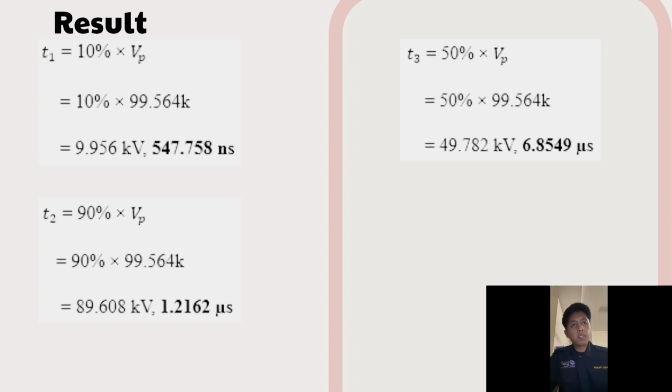For the time is 547.758 nanosecond, and for the T2 we got the answer is 89.608 kilovolt. For the time is 1.21062 microsecond. For the T3, 49.782 kilovolt. For the time is 6.8549.